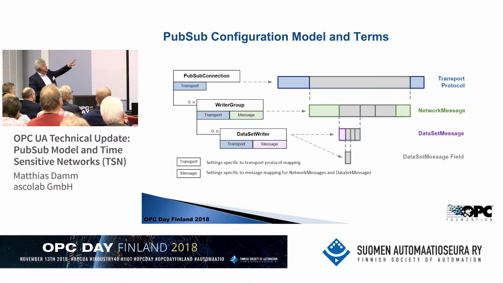And then what we call the network message is the OPC UA payload. This is defined by what we call the writer group, which mainly has the timing and the cycle time and also transport and message specific settings. And then the actual application data goes into this DataSet message. So this is really the information that is application related.